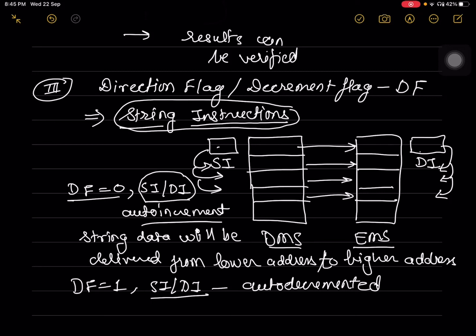So here the architecture part of the microprocessor is complete. In the next video we shall discuss the pin configuration of the microprocessor.